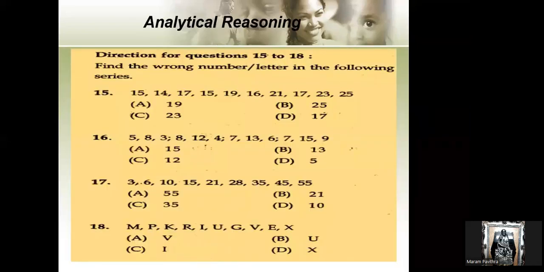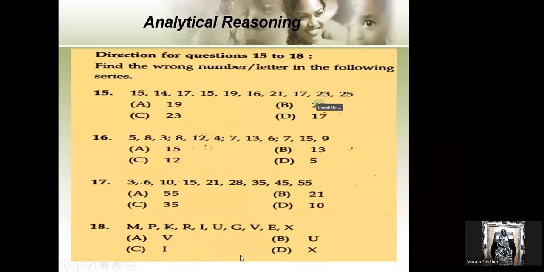Now coming to the next one, analytics, you call it simply. Here, find the wrong number in the following cells. Which is the wrong one? You have to say it. 15, 14, 17, 15, 19, 16, 21. A series is given. You have to identify which is a wrong number. The next questions, 16 and 17, are also like this.